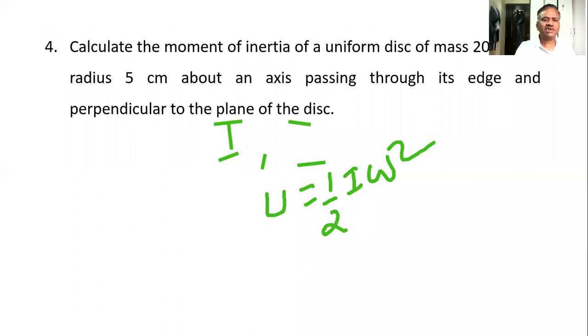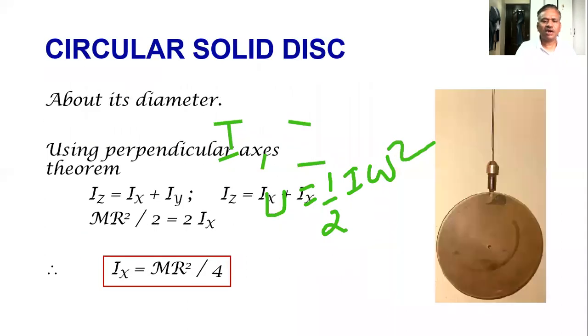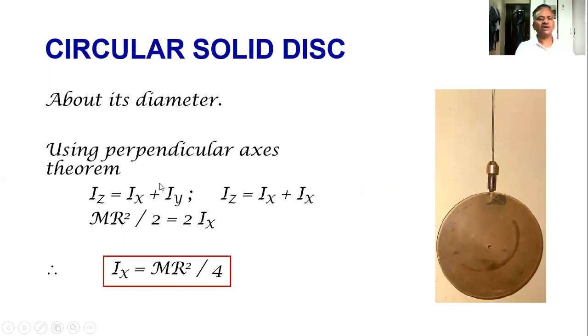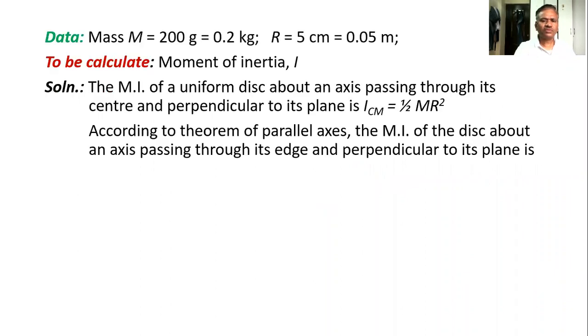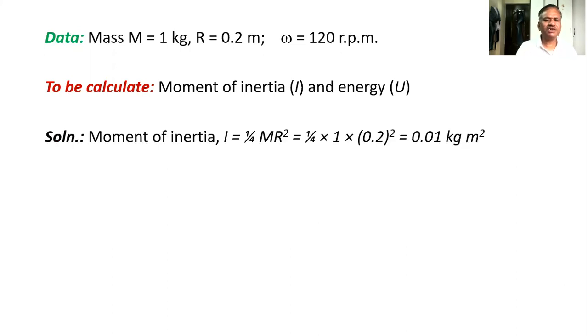It is the third case, third case. About its diameter. What is the formula? M r square by 4. This formula I have to use here. Now you need to calculate moment of inertia and energy. And now you say here, I equal to 1 by 4 m r square.